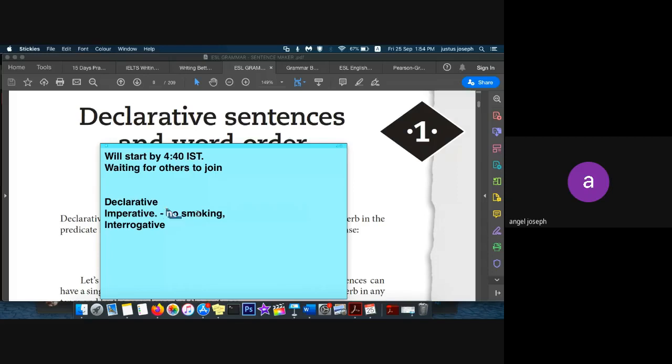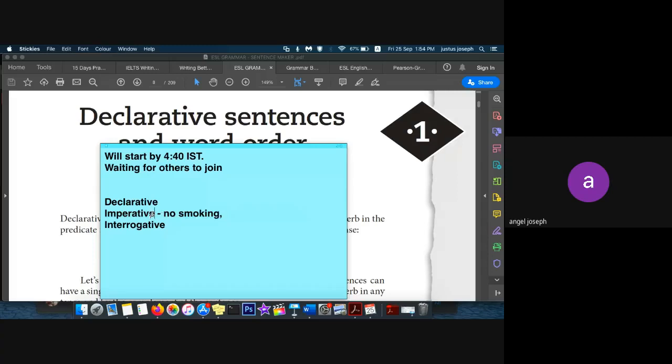Is there a subject here? Are we asking somebody not to smoke? Have we mentioned that person's name? Ram, no smoking. Rahim, no smoking. Is there a person here? No person is mentioned. So there is no subject here. Such sentences which do not have a subject are called imperative sentences.